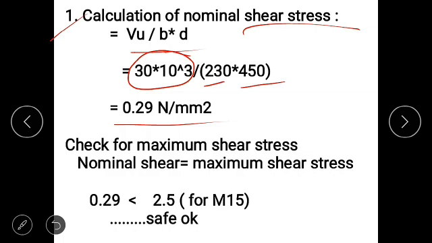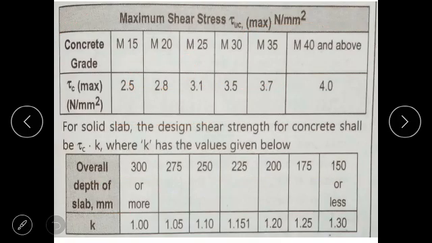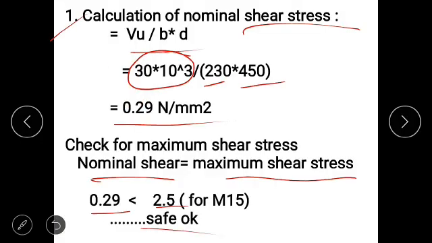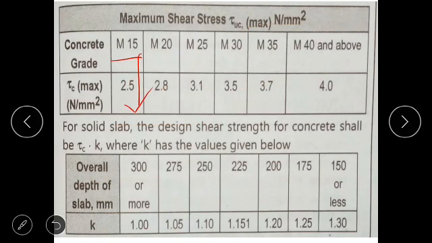Check maximum shear. So nominal shear is 0.29 and maximum shear is 2.5. From the table of maximum shear, for M15 grade, since the grade of concrete is given as M15, the value is 2.5. So it is safe, because maximum shear is greater as compared to nominal shear.